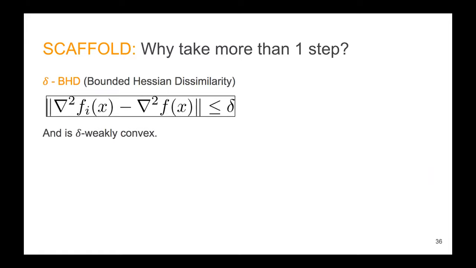So let's assume that you have loss functions that have similar Hessians, meaning that the Hessian of each client loss function differs from the Hessian of the central loss function by at most delta. Let's also assume that each loss function is delta-weakly convex, meaning all the Hessians have eigenvalues that are bounded below by minus delta. Note that smoothness already implies weak convexity, so this is not such a big assumption, but typically you might expect delta to be much smaller than L.